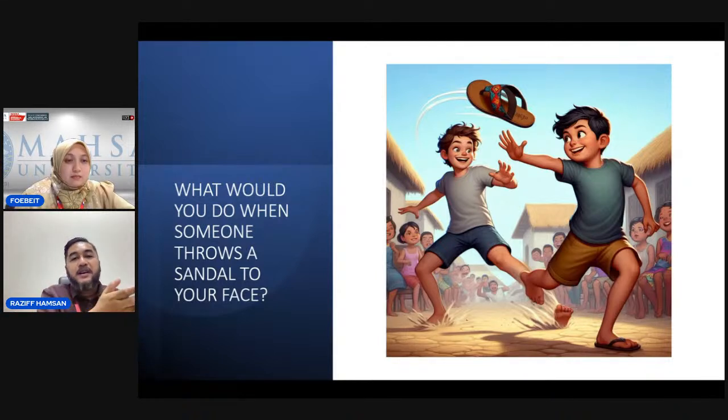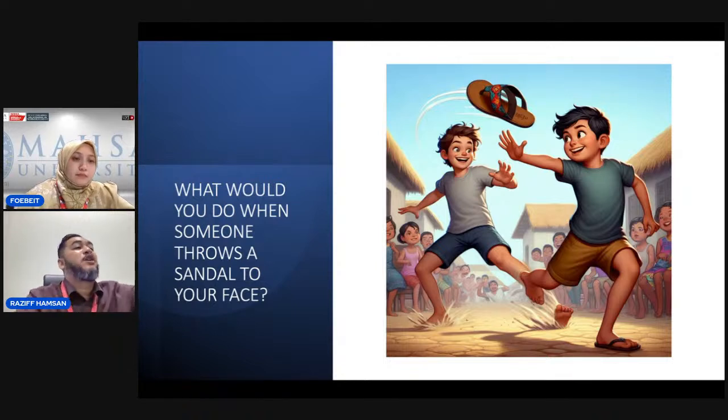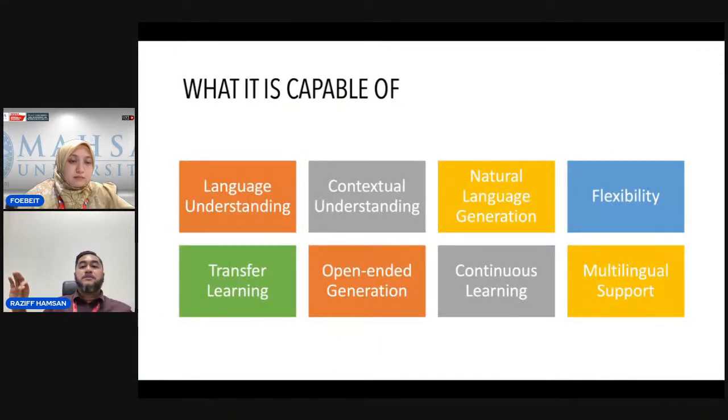So basically, a computer or an artificial intelligence doesn't have this knowledge until that information is installed into them. It will be installed into them so that they will know what the next course of action is that they should take. So that's the basic concept of AI. Right, so now what is AI capable of?